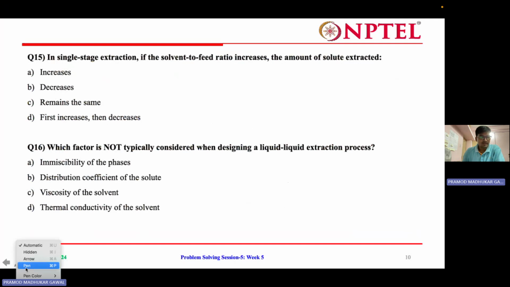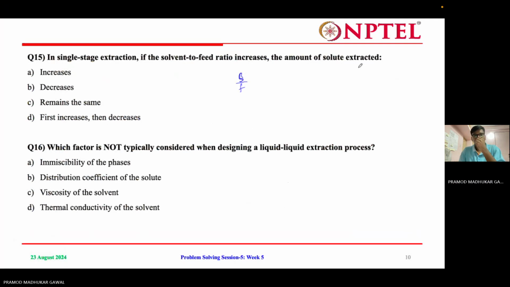Moving to the next question. In a single stage extraction, if the solvent to feed ratio increases, the amount of solute extracted should increase, because here we increase the solvent. So there will be more extraction of the solute from the feed, it should be increased. That is question 15.